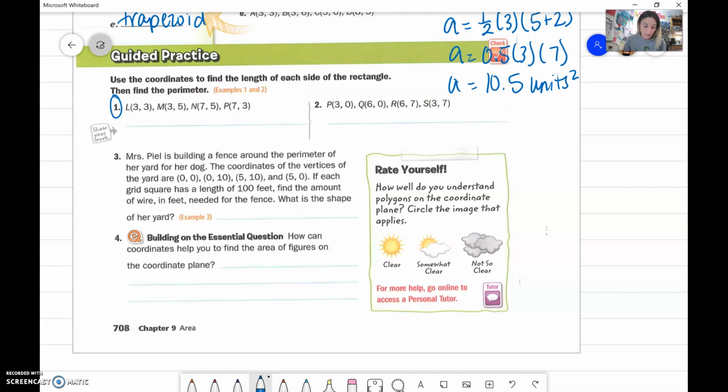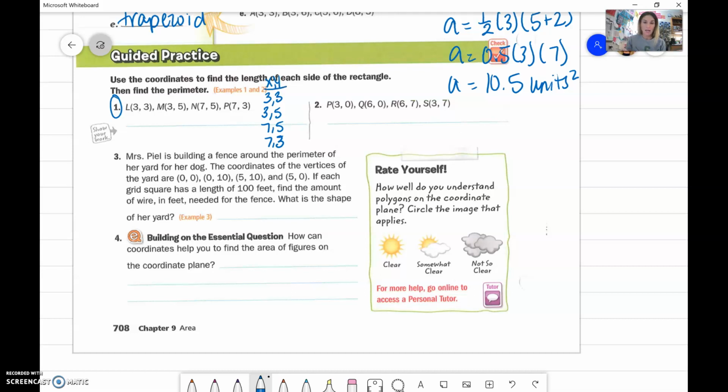Okay, so it says use the coordinates to find the length of each side of the rectangle, then find the perimeter. First things first, remember I really like them written vertically, so we're going to change these to vertically written. I've got 3, 3, I've got 3, 5, 7, 5, and 7, 3. Again, you have your x and y coordinates.